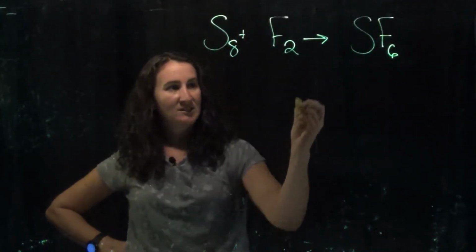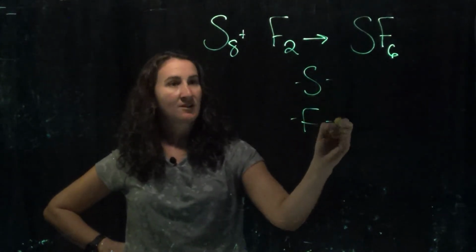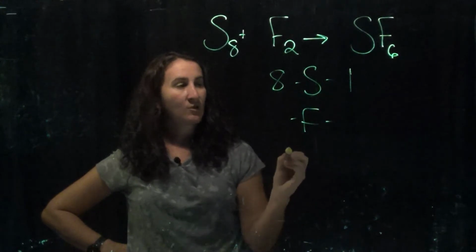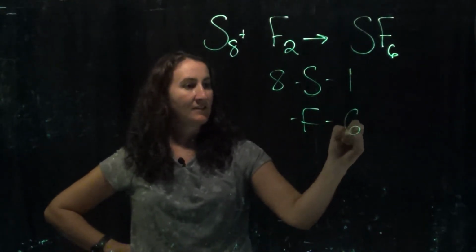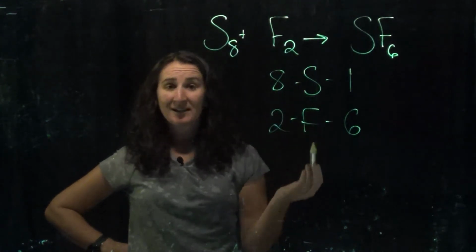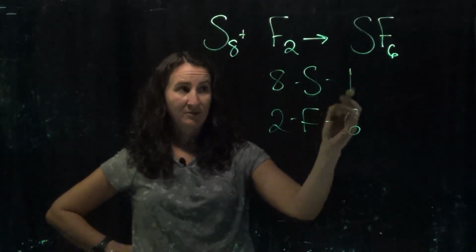Let's balance this equation now. We have sulfur and we have fluorine. How many sulfurs are on each side? 8 on this side, 1 on this side. How many fluorines are on both sides? 6 on this side and 2 on this side. So I'm going to start by, once again, the most complicated one. That's this one. So my sulfurs are not balanced.